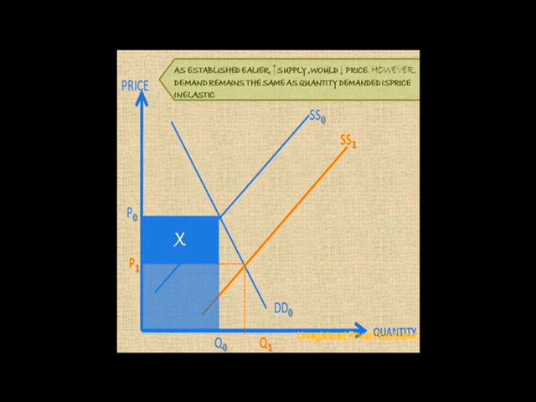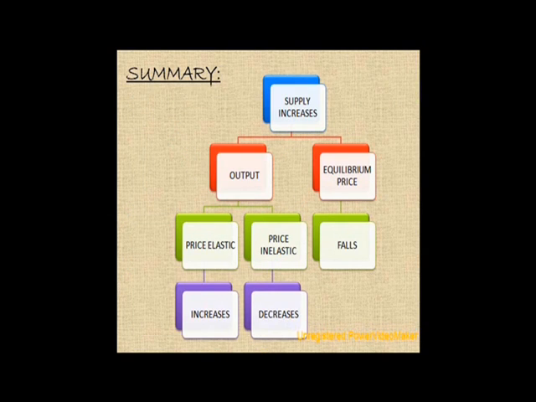When the demand for a good is price inelastic, an increase in supply will cause a fall in output from X to Y. Thus, an increase in supply will lead to a decrease in output. Therefore, when there is an increase in supply, the price will drop for all types of goods. However, the change in output depends on the price elasticity of demand of the good.